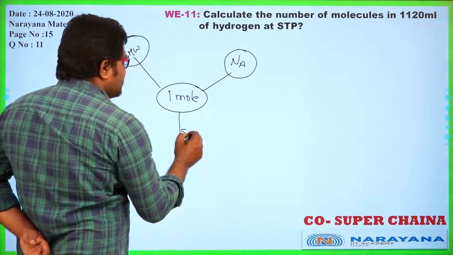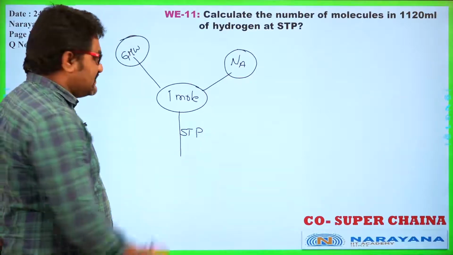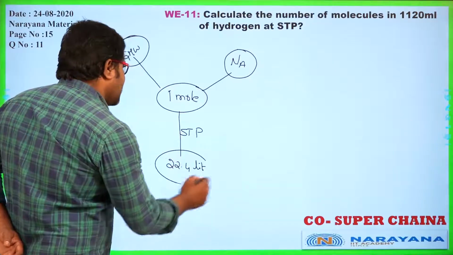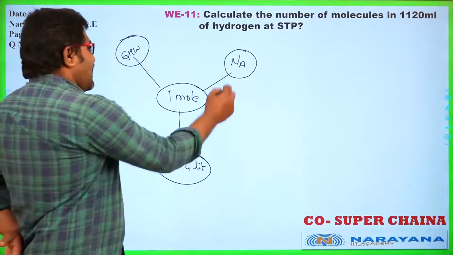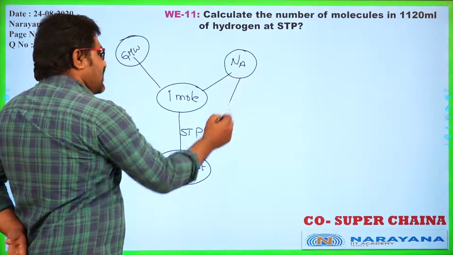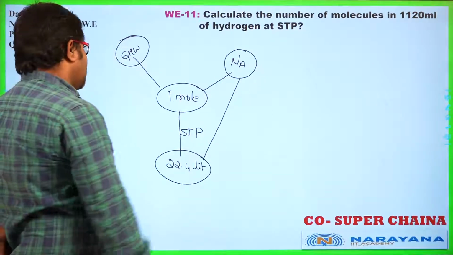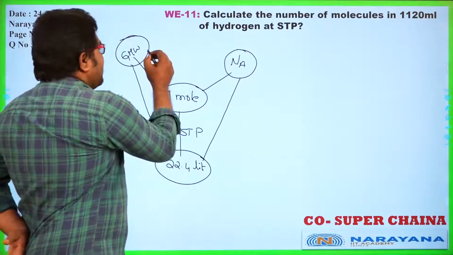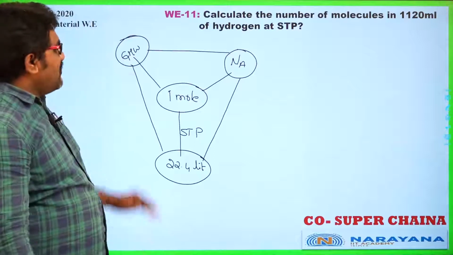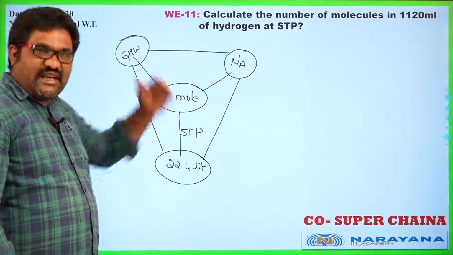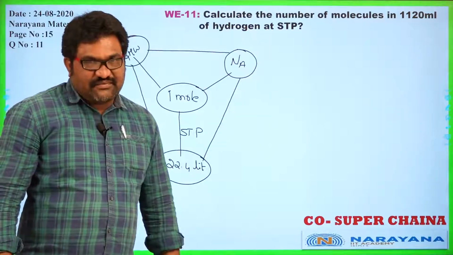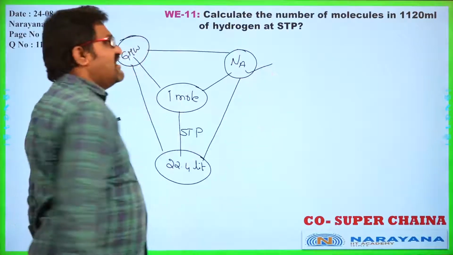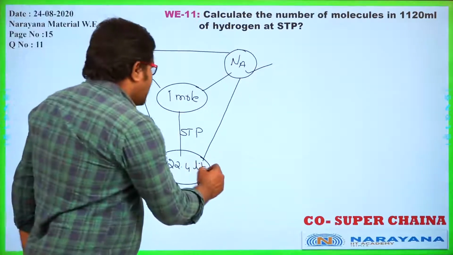1 mole of any substance at STP conditions occupies 22.4 liters. Is it clear? So now Avogadro number of molecules can occupy volume 22.4 liters. These are all interrelated. Now by knowing one quantity among the 4, we can find any one of the remaining 3. See here, calculate the number of molecules. So number of molecules is based on this quantity and volume based on this quantity.